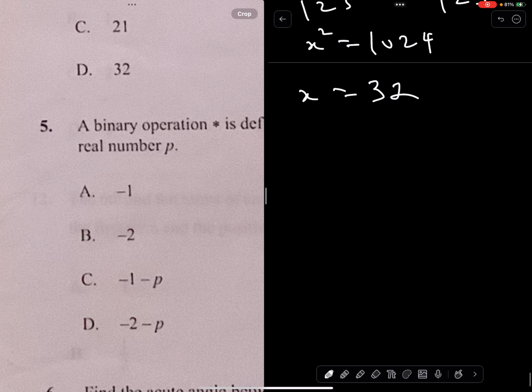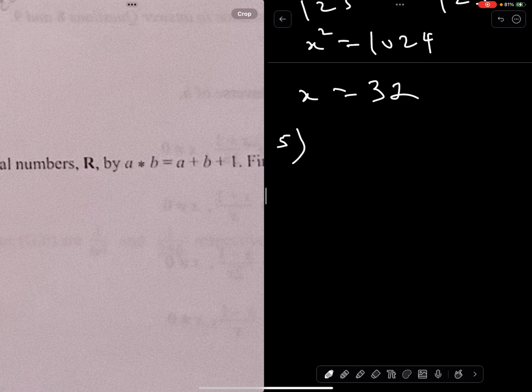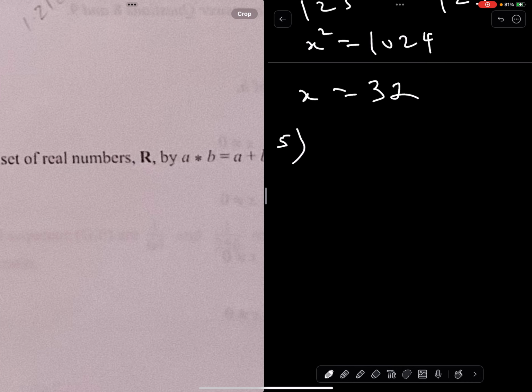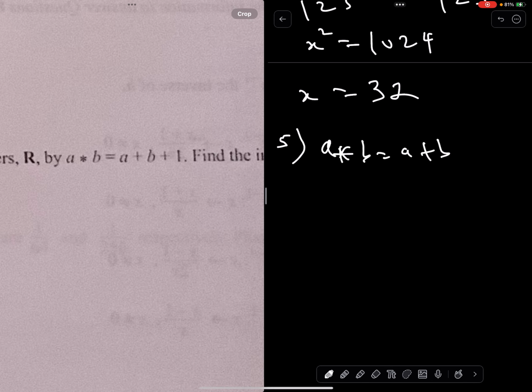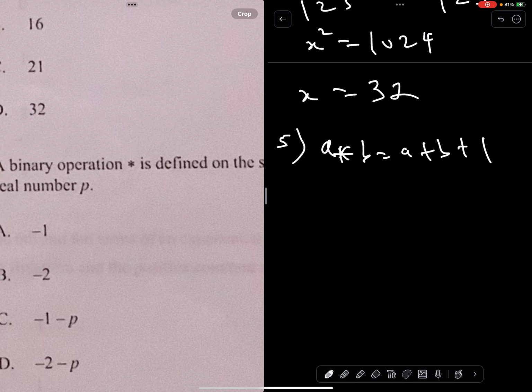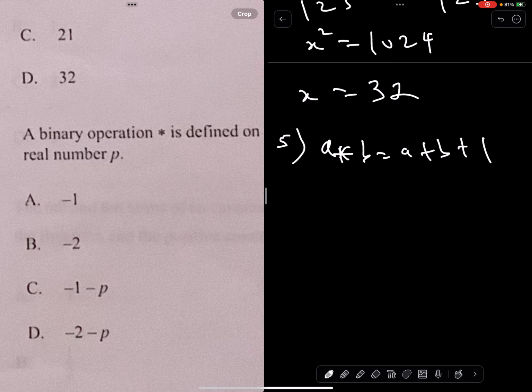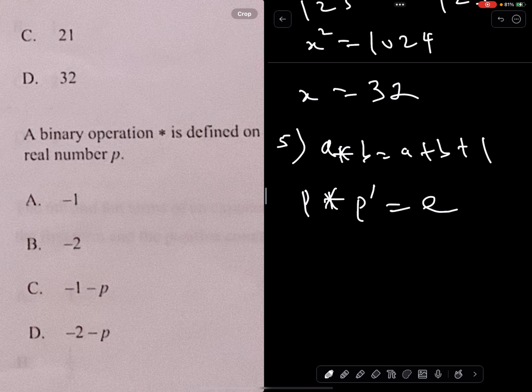Now to the last one, which is number 5. A binary operation asterisk is defined on the set of real numbers R by A asterisk B equals A plus B plus 1. Find the inverse of the real number P. Okay, we know that P combined with its inverse, let P prime be the inverse of P, P asterisk P prime is going to give us the identity.